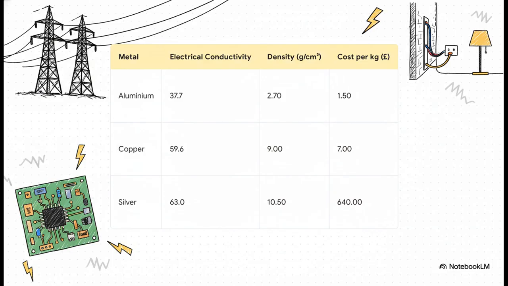So, the question drops us right into a real-world problem. We've got these huge overhead power cables, the wiring in your house, and those tiny printed circuit boards. Our job is to figure out which metal is best for each task, and we can only use the data they've given us in this table for aluminium, copper, and silver. So we're comparing things like conductivity, density, and, of course, cost.